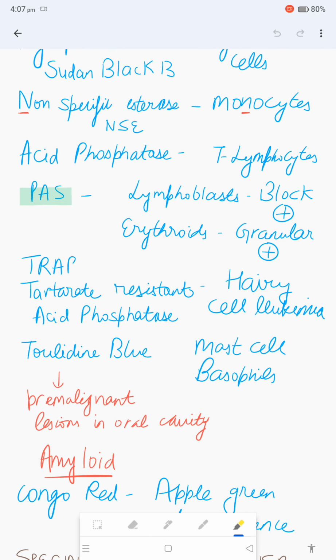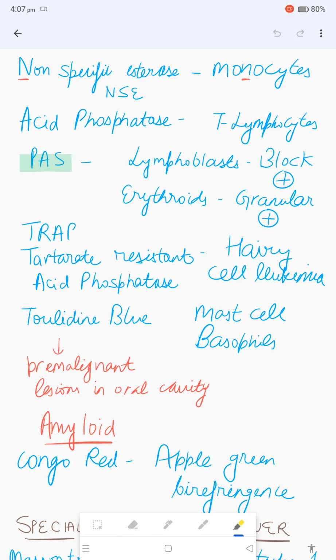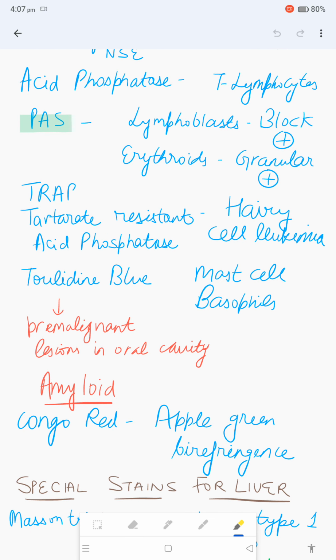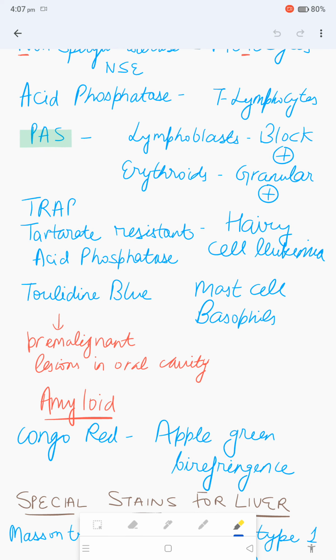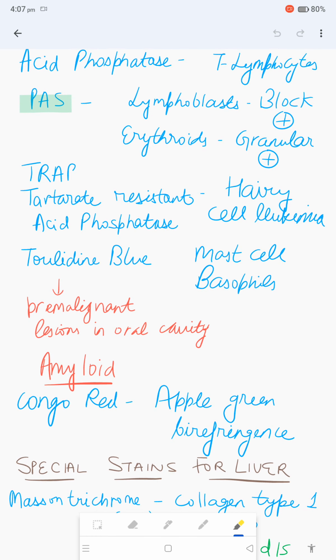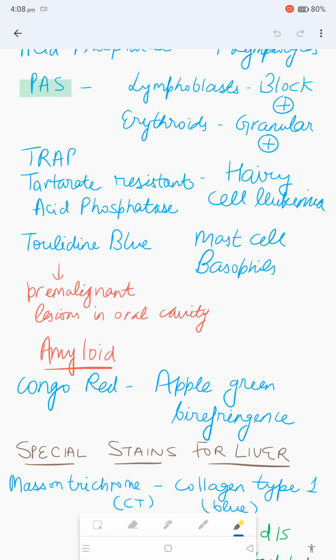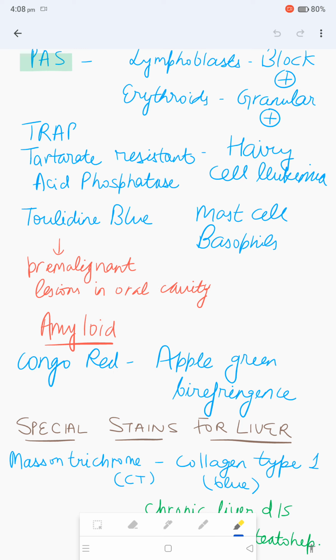So for monocytes we use non-specific esterase. Then acid phosphatase for T lymphocytes, like we use LAP score and other scores in the conditions; that one is mentioned here, acid phosphatase for T lymphocytes. Then PAS in the lymphoblast and erythroid cells. In the lymphoblast it will be block positive and in the erythroid cells it will be granular positive.